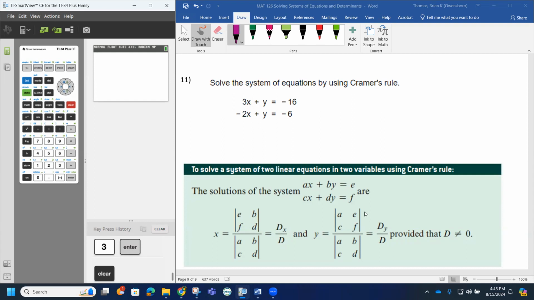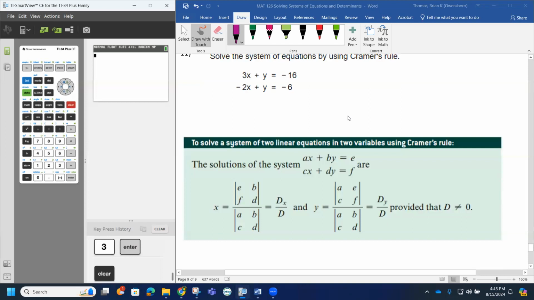When I'm solving for y, notice this EF thing. The F represents this constant column. So if I'm trying to solve for y, this constant column is going to replace the y column. Everything else remains the same in this problem.